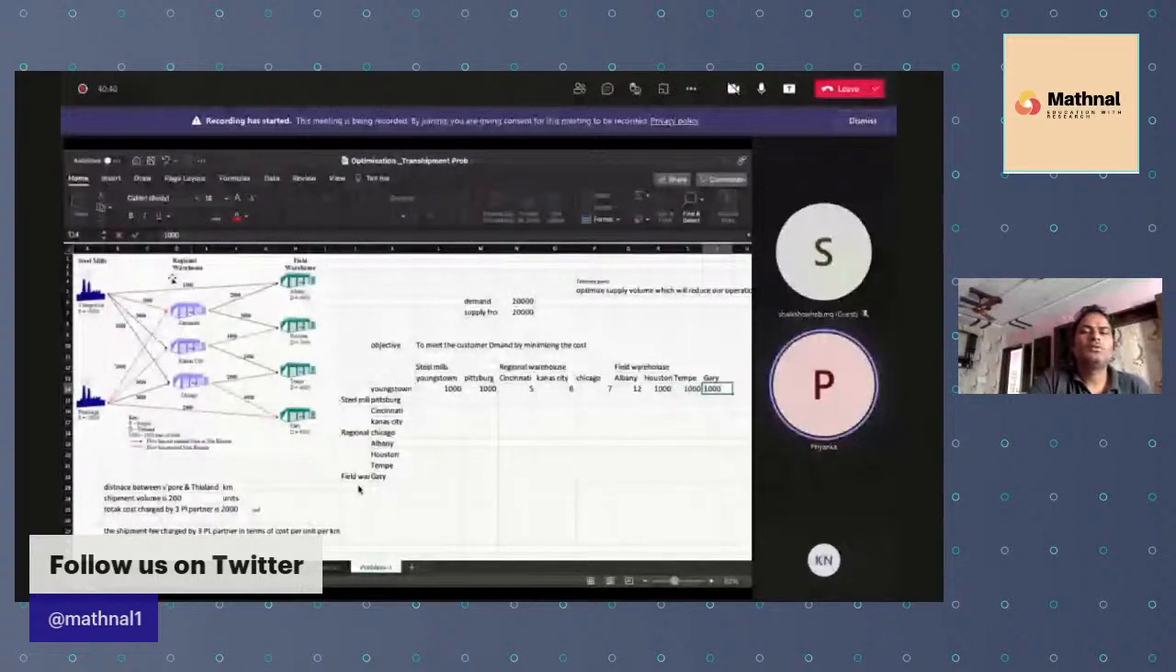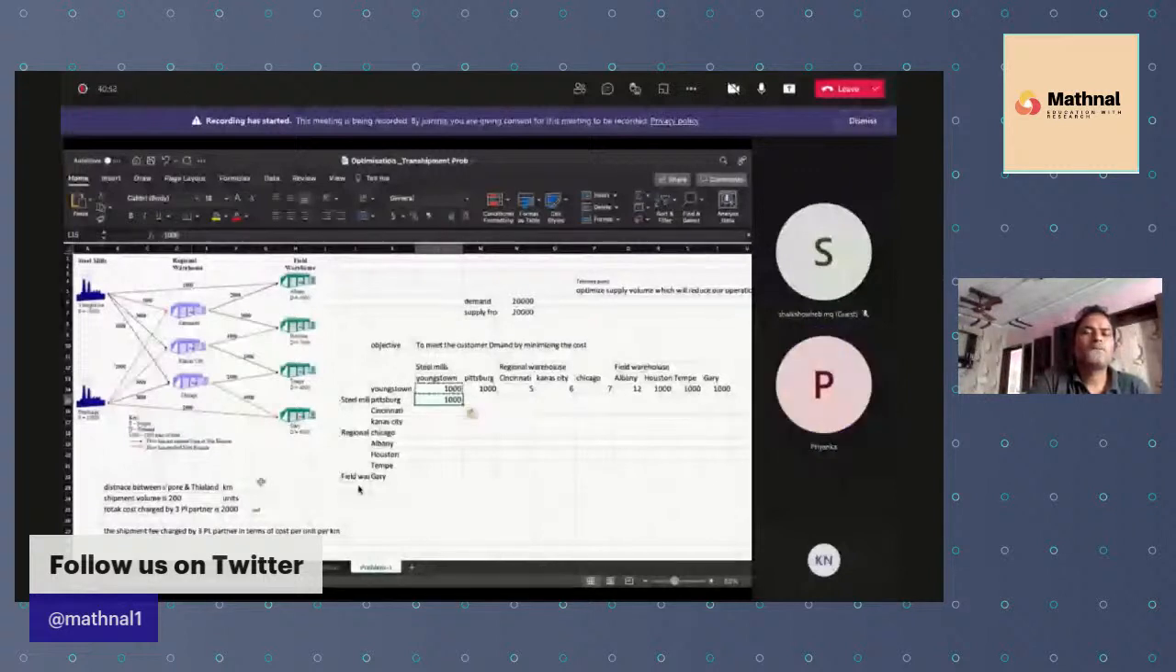Now Pittsburgh to Youngstown. Can you read that? Why am I saying 1,000? Pittsburgh to Youngstown, 1,000. Why am I saying 1,000? Because there is no travel between Pittsburgh and Youngstown. It's not that there is no distance, there is no travel between them. Okay. Similarly, put the values. I want to see how you put the values.